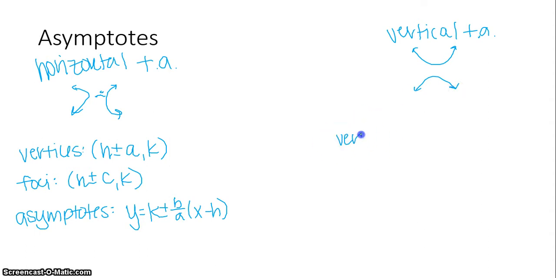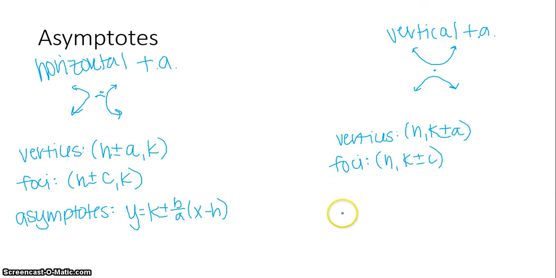The vertices, so here's my center, I'm going above and below that, so my h is not changing. For my k, I'm doing plus or minus a. For my foci, again, staying in line with that center and going above and below it, so it's going to be h and then k plus or minus c.